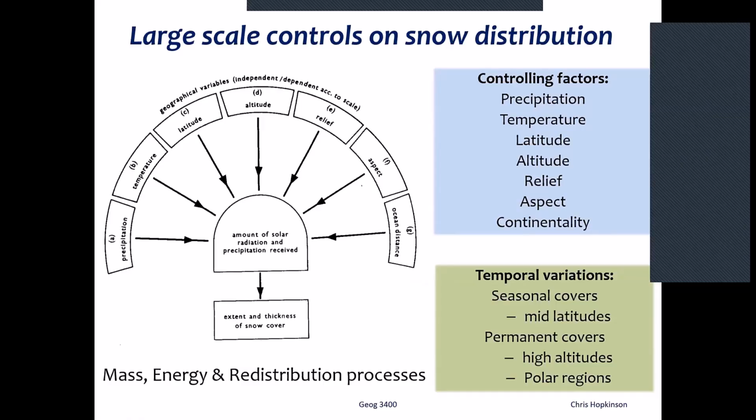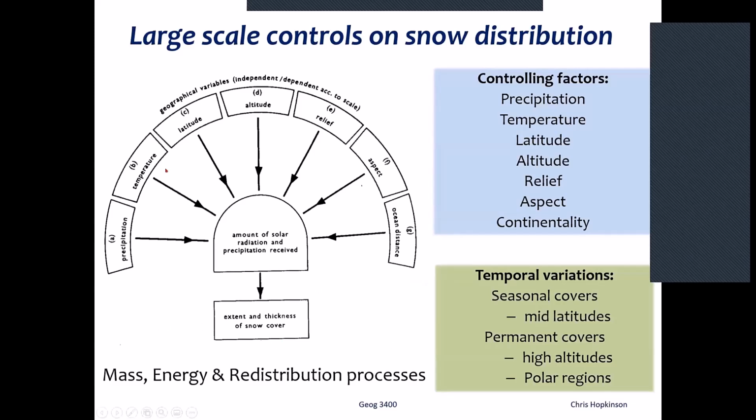And then the redistribution processes. We tend to think of the redistribution processes from a gravitational or a wind perspective. Those are the two dominant ones. So once snow has fallen on the ground, it can then be displaced or moved either under the influence of gravity, like avalanches, or the influence of wind, like snowdrifts. So those are the two main processes.